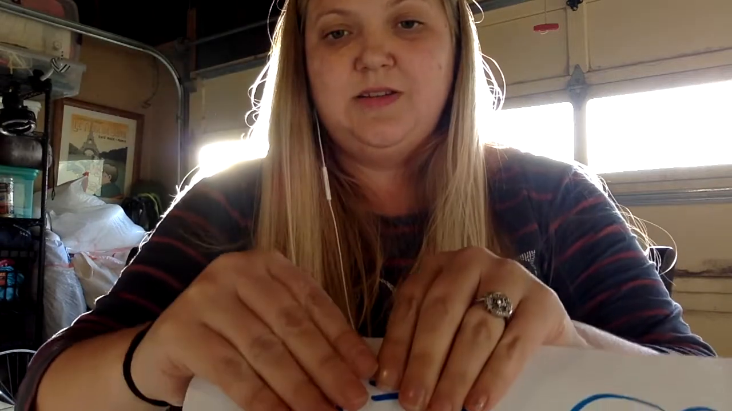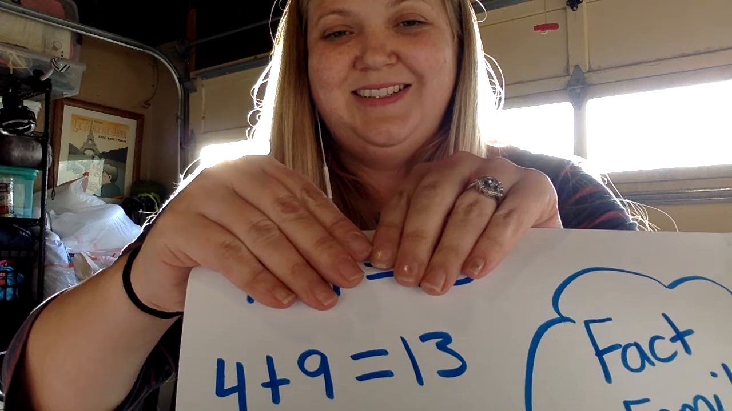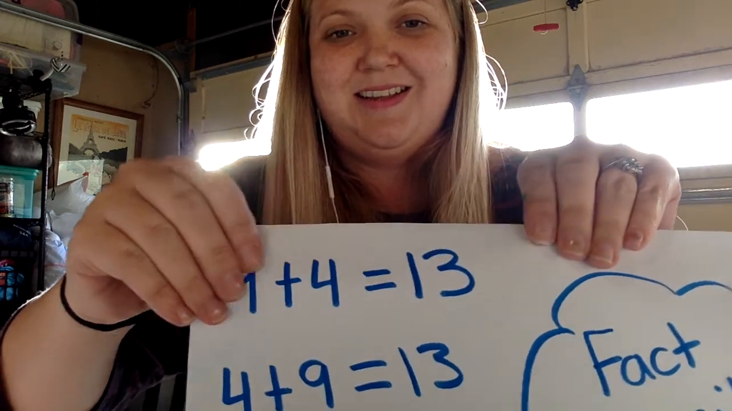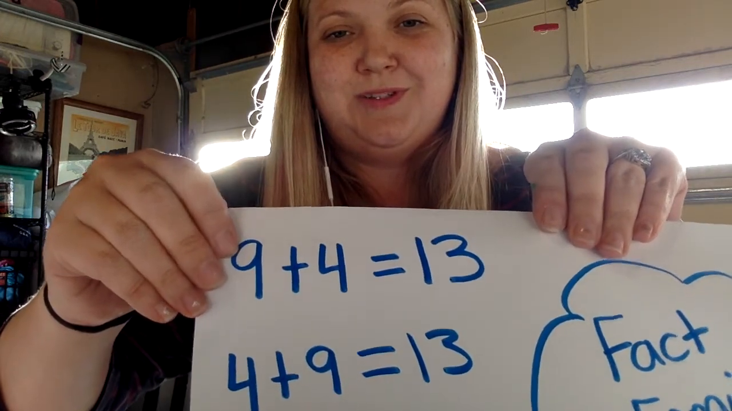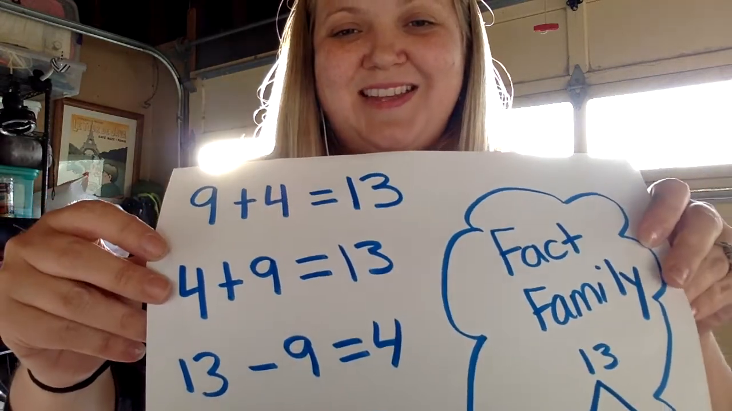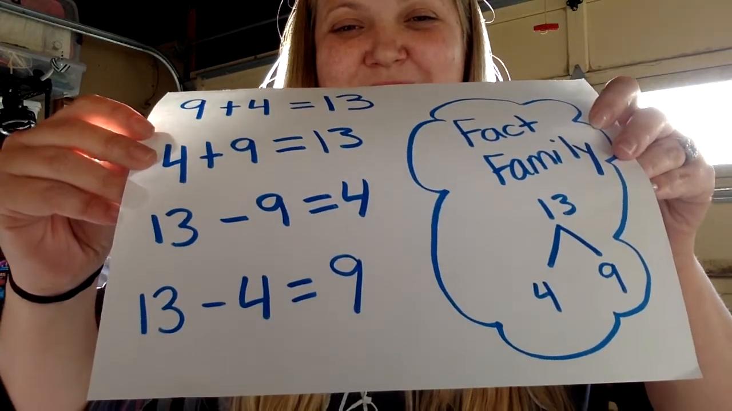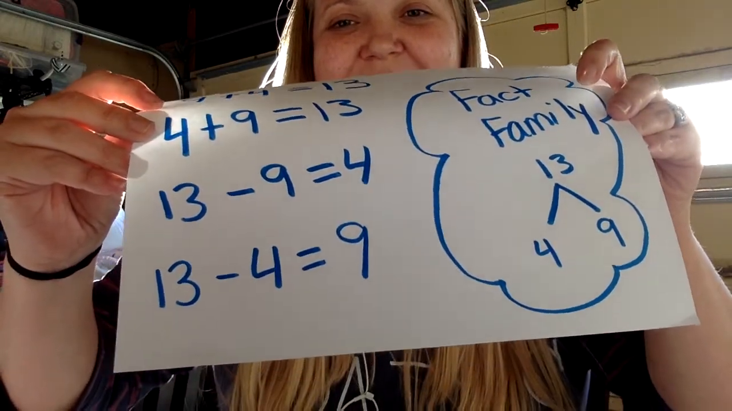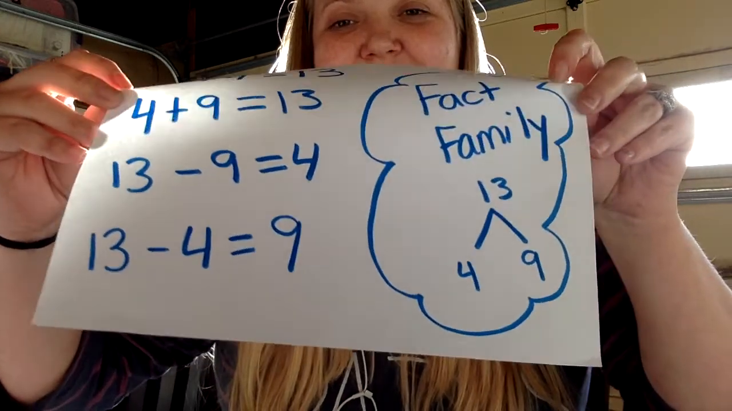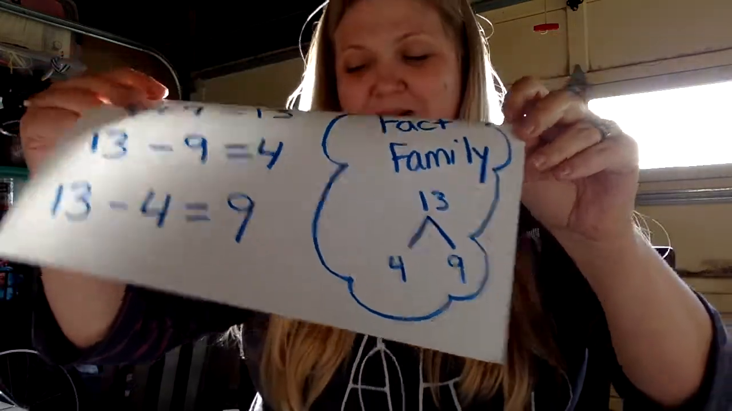Okay, boys and girls, let's check your answers. Did you get 4 plus 9 equals 13? 9 plus 4 equals 13. 13 minus 9 equals 4, and 13 minus 4 equals 9. And there's my number tree. All right, how'd you do?